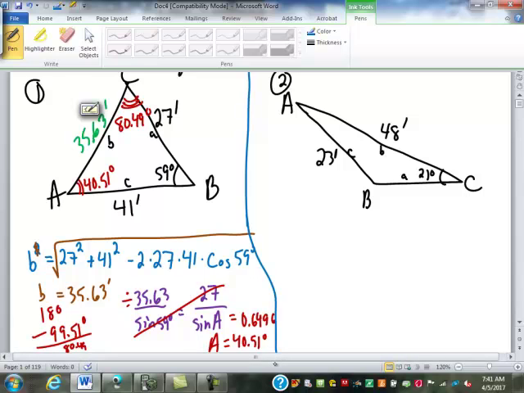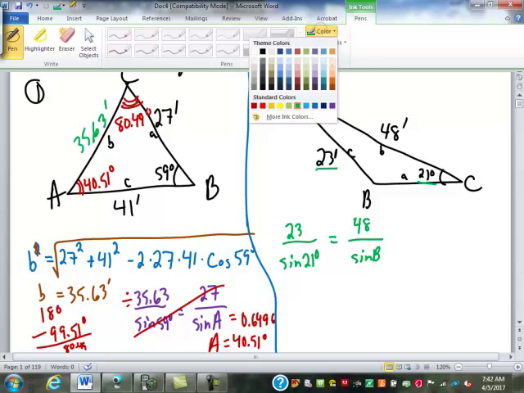Okay, now number 2 here. Once again, we have 2 sides and an angle. So then we have to ask, do we have a side that's opposite the angle? And in this case, we do. We have the 23 that is opposite the 21 degrees. So 23 over the sine of 21 degrees equals, what's going in the other ratio? 48 over the sine of B.